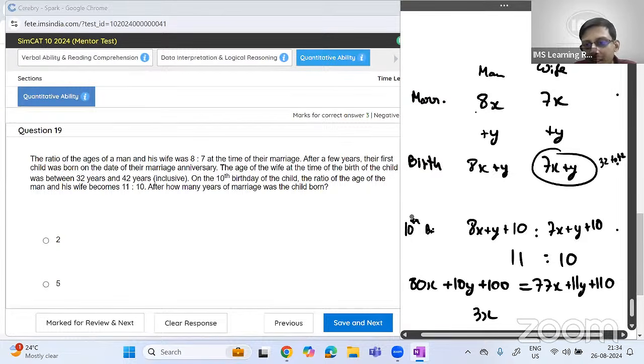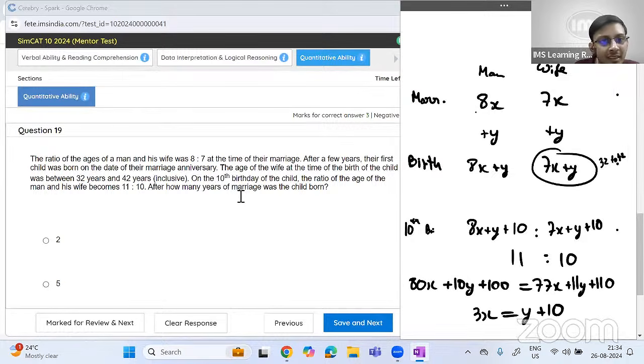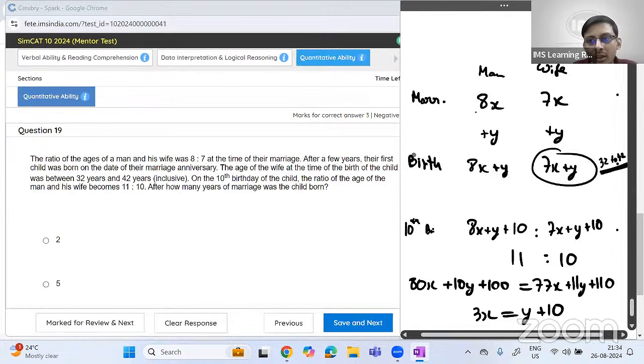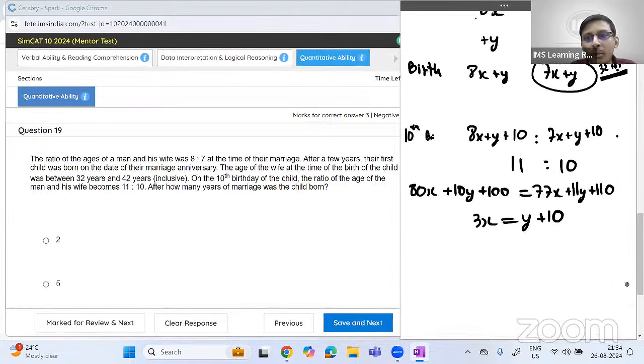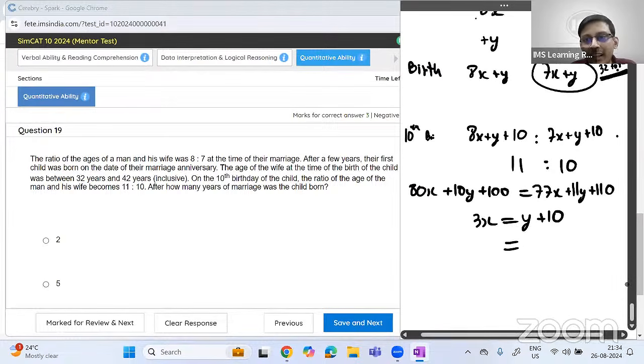3x will be equal to y plus 10. Okay, 3x is y plus 10. Now the only thing that is remaining is that 32 to 42. Okay, now if we talk about it, I think I can make a substitution. I can say that y is equal to 3x minus 10.